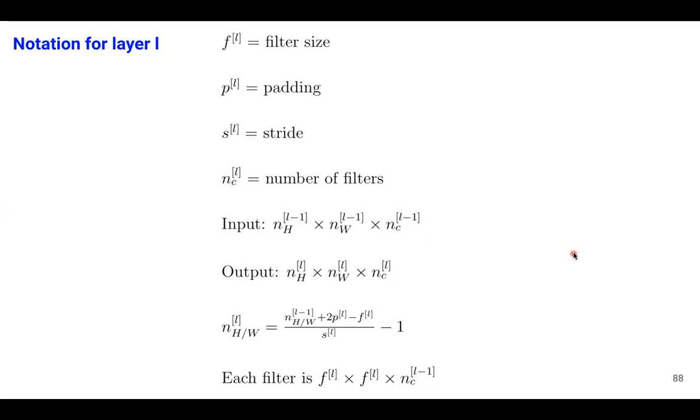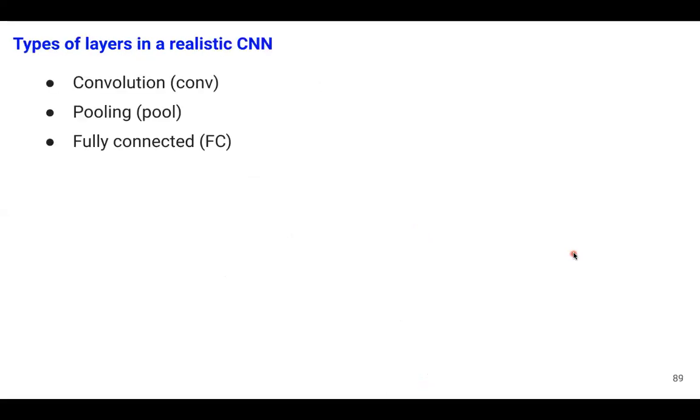Okay, now moving on. There are 3 types of layers in a realistic CNN. The one that we have already discussed is the convolution operation, or convolution layer. There are 2 other things that we have to discuss before we can start to write down a proper CNN. One is called the pooling layer and another is called the fully connected layer. Let's see what those are.